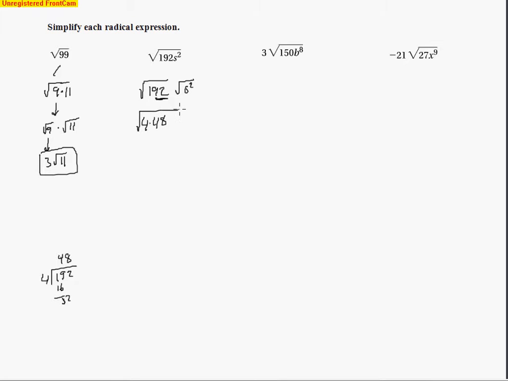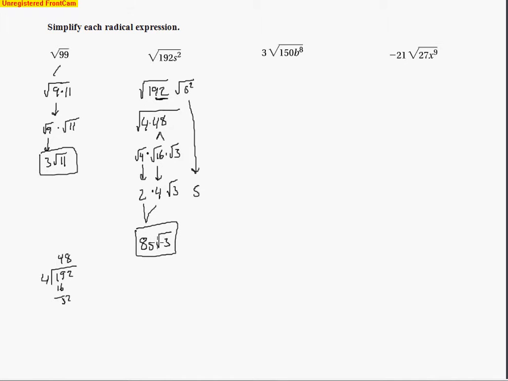Now, I can break down the 48 because I see a factor of 48: 16 times 3 makes 48. So I'm going to break these into separate radicals. 4 times 16 times 3 would make 192. I can see that the square root of 4 is 2, the square root of 16 is 4, and the square root of 3, well, I can't take that. I can take the square root of s squared, which is just going to be s. My answer, I'm going to multiply these 2 numbers together, I get 8. 8s square roots of 3, and that's the simplified form I was looking for.